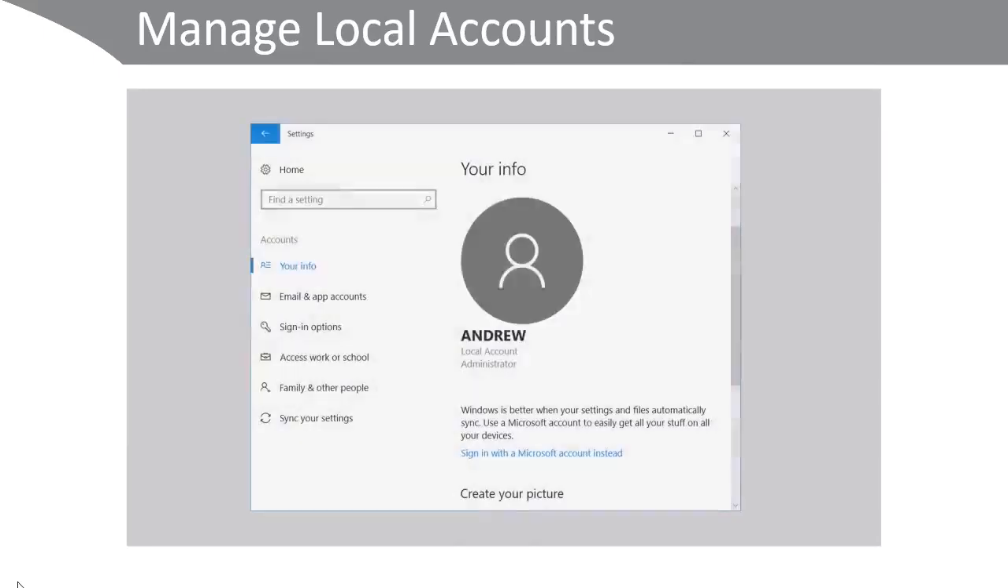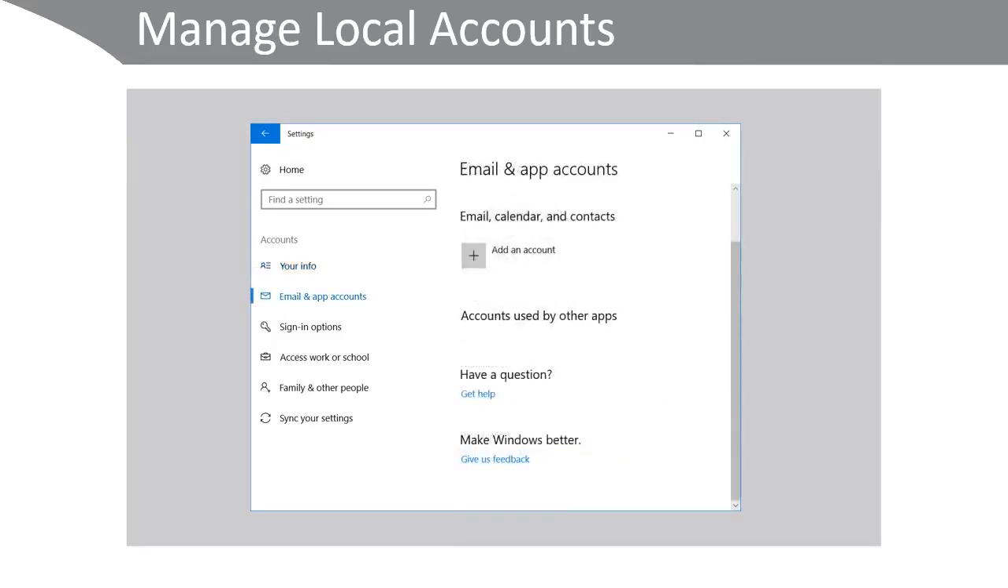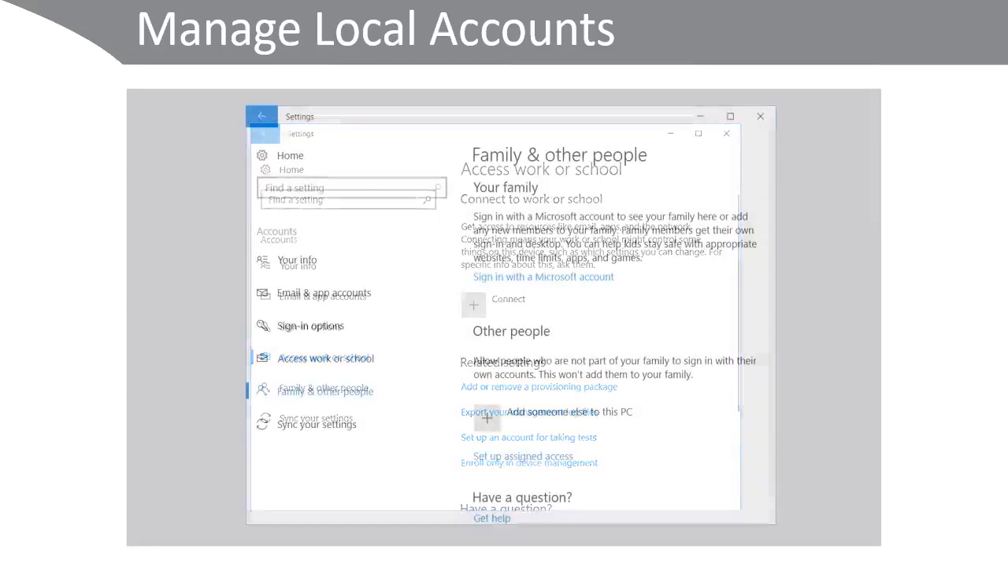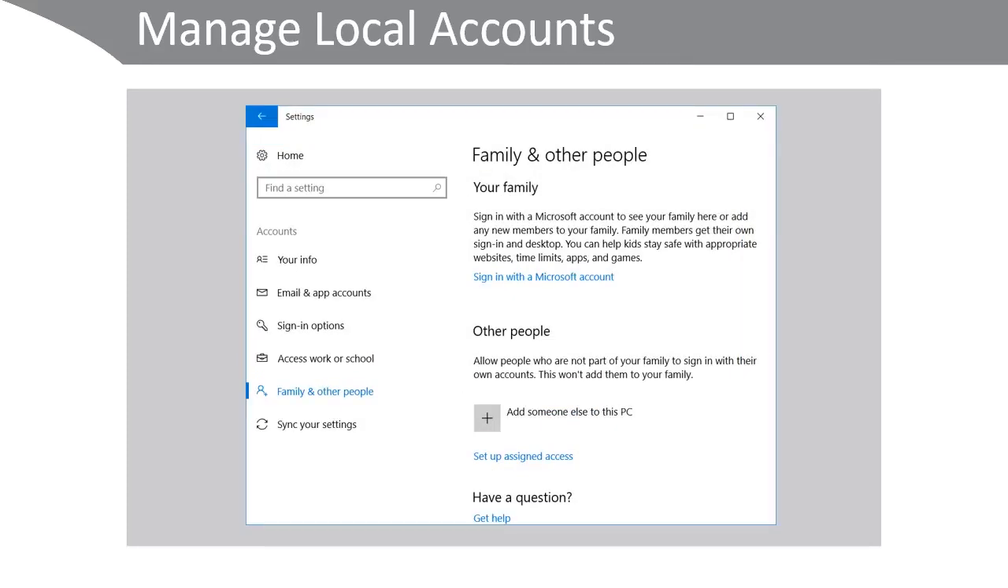You can use the Settings app to manage your local accounts as well. Open up Settings, click Accounts, and then on the Your Info tab you can modify the basic properties of the signed-in user account, including associating the account with a Microsoft account. On the Email and App Accounts page you can add additional accounts for accessing email accounts. We've already seen the sign-in options page. So on the Access Work or School page you can associate particular accounts such as an Azure AD account, you can enroll the device in device management, and you can access provisioning packages. The Family and Other People tab allows you to add additional accounts to the local computer.